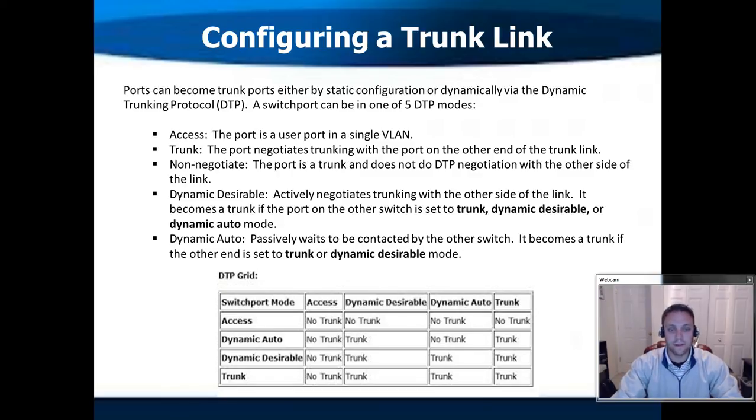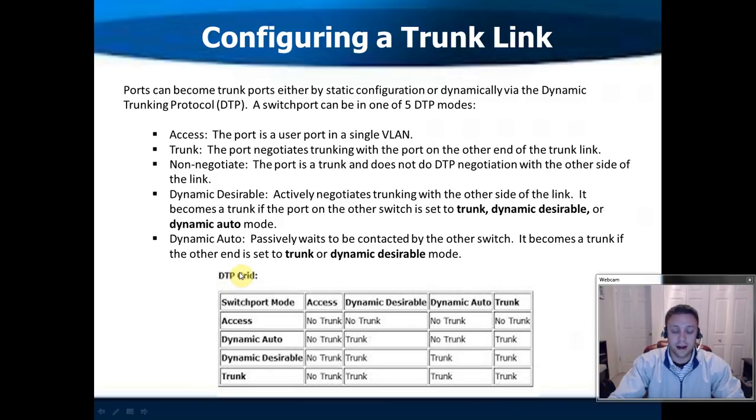It becomes a trunk if the port of the other switch is set to trunk, dynamic desirable, or dynamic auto. So dynamic desirable, think desirable, is desiring to be a trunk. It's like begging the other side to trunk with it. And lastly, dynamic auto. Dynamic auto passively waits to be connected to the other switch. It becomes a trunk only if the other switch requests it via being set to trunk or dynamic desirable.